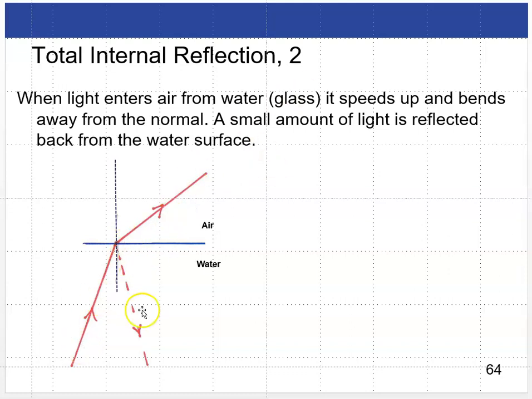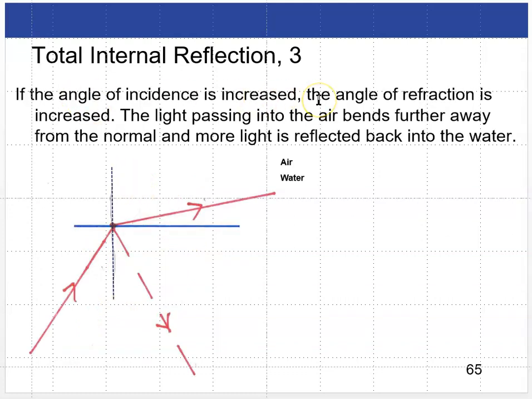Now, a small amount of light gets reflected back from the water surface from the underside here, and the rest of it gets refracted. The total amount always adds up to what's in here. We're assuming nothing gets absorbed. If we increase the angle of incidence, the angle of refraction will also increase, and it will increase faster. This angle here increases faster than that one does. So the angle of refraction increases faster than the angle of incidence.